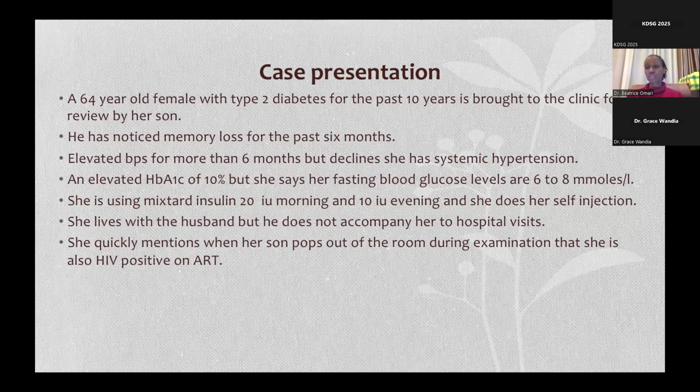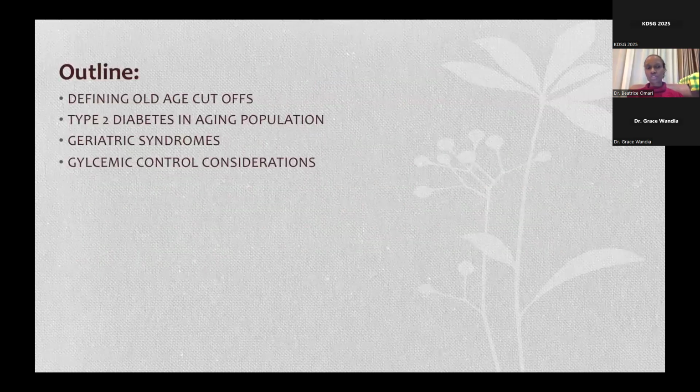So she mentioned actually when her son popped out of the room during her examination that she's also HIV positive and she's using ART. Of course, she was not able to name the ART that she was using, so that now had to come up in a subsequent visit. That's when she actually came with the medication. So I think the presentation just tries to outline who are these patients whom we define as old age.